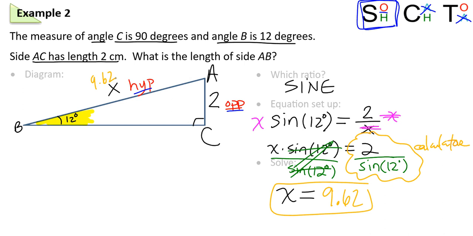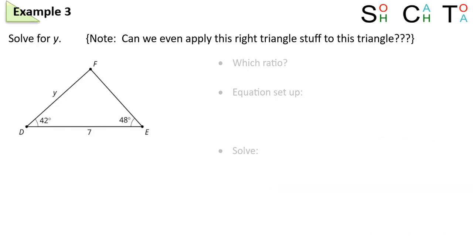All right, here is another one. It says solve for y. Now, all of our trig ratios apply to right triangles, and I don't see a right angle in this triangle. So let's see if we can figure out what that angle at the top is. We know that the angles have to add to 180 in a triangle.